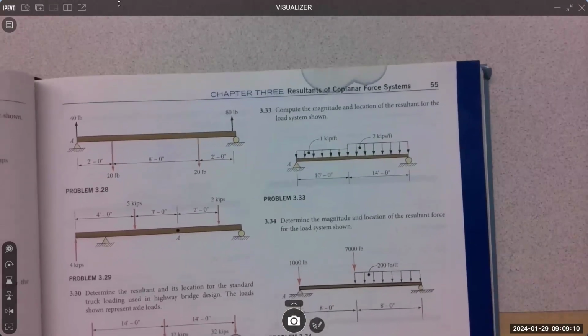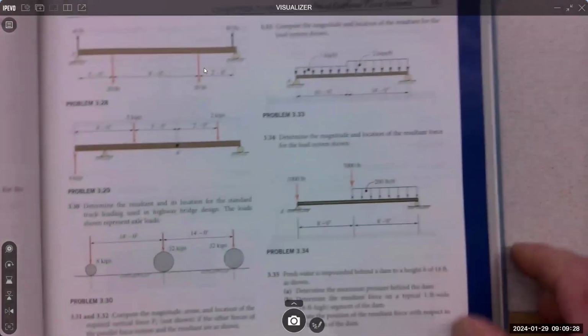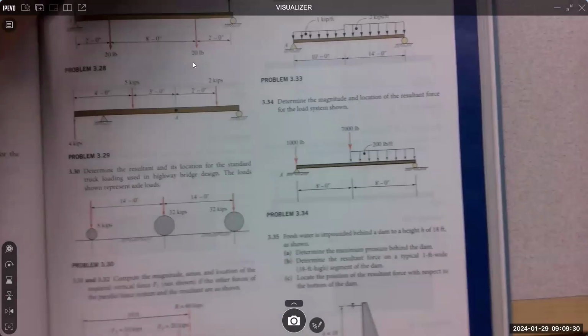And we'll do more on Wednesday. Good job. Stick to it. It's a lot. You have to fight your way through it. So for 33, it says compute magnitude and location. Yep. Result. Yep. 33. Yeah, definitely. And you get 2A, so.